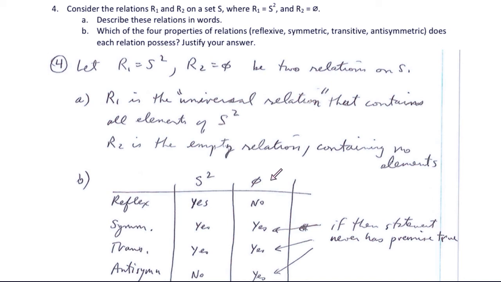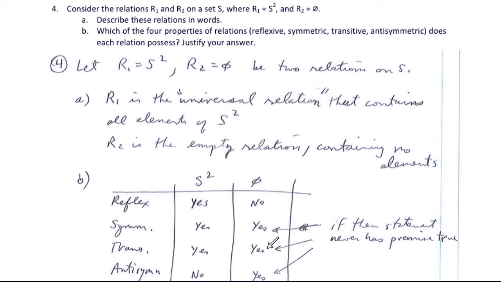The empty relation is not reflexive because reflexive requires certain elements to be present. Symmetric, transitive, and anti-symmetric: I'm saying yes to all of those because they're all defined with a universally quantified if statement, saying if such and such elements are in the relation, then such and such other elements either are or aren't. But in every case, the premise of those if statements is never true.